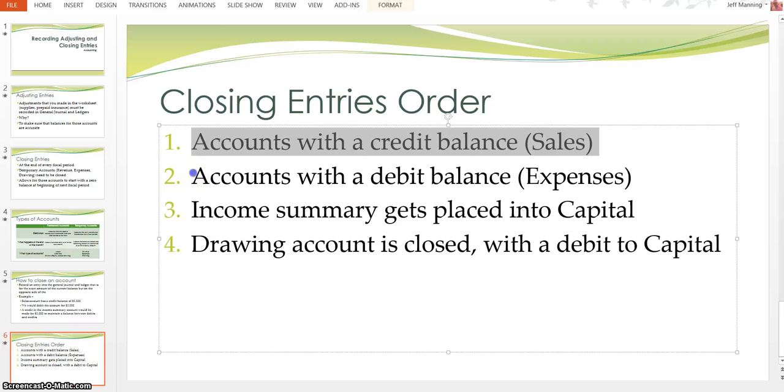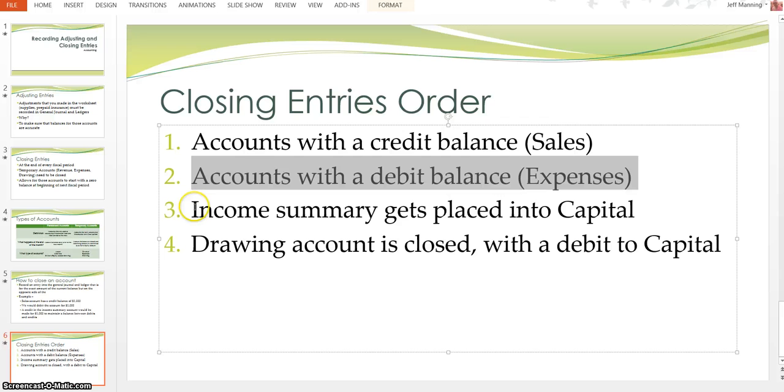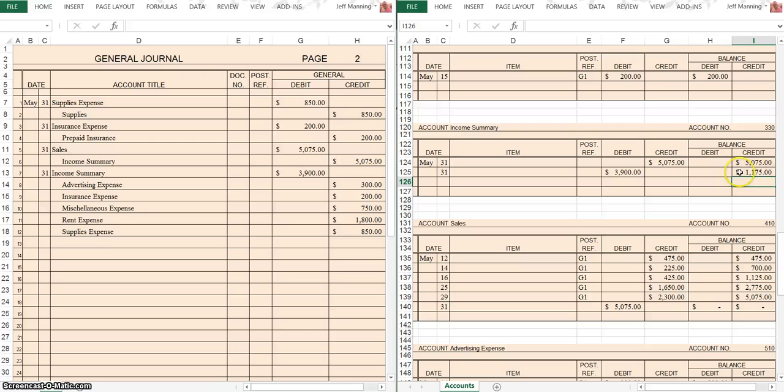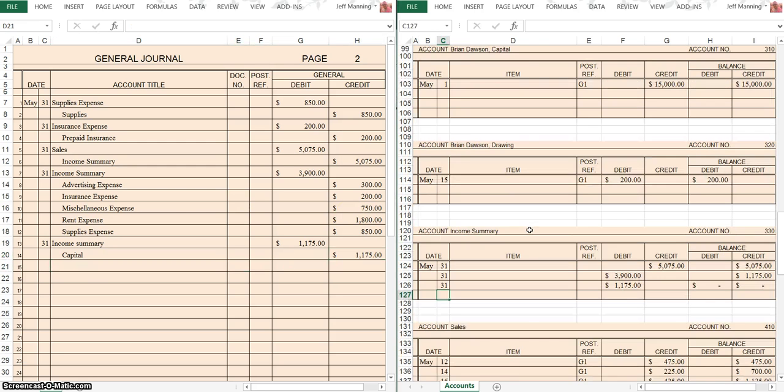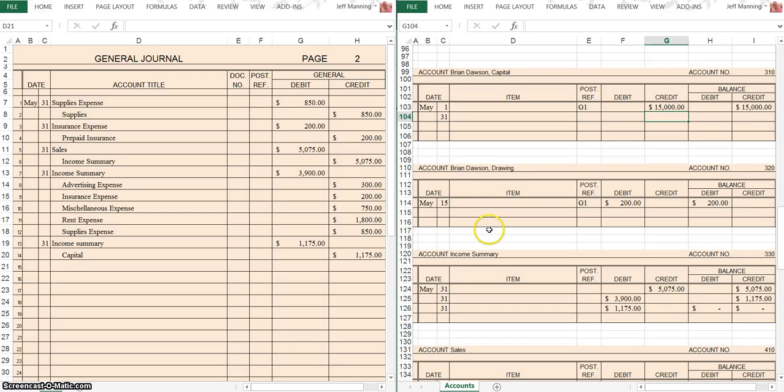Okay, so we just closed all of our expense accounts. We are now going to close our income summary account and transfer it into our capital account. And then finally, we're going to transfer our drawing account into our capital account. So to close our income summary, currently the balance is $1,175. I'm going to do one more transaction, another debit of $1,175, making this balance 0. I need to record that over here on my general journal. And the credit for this is going to be my capital account. And it's going to get a credit of $1,175. So I need to go up to my capital account, Brian Dawson Capital, put a credit of $1,175, making that new balance $16,175.